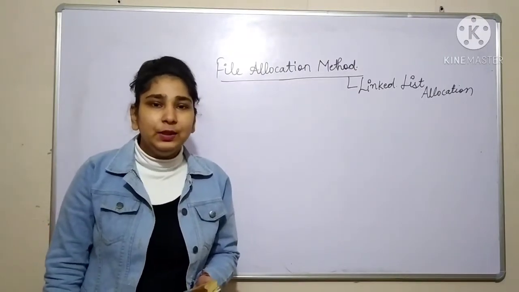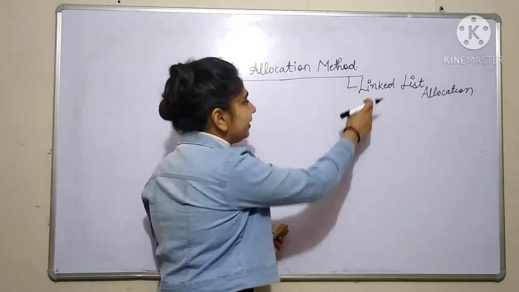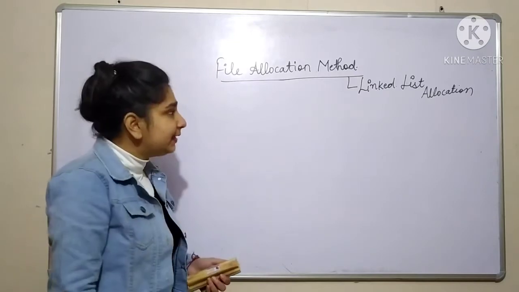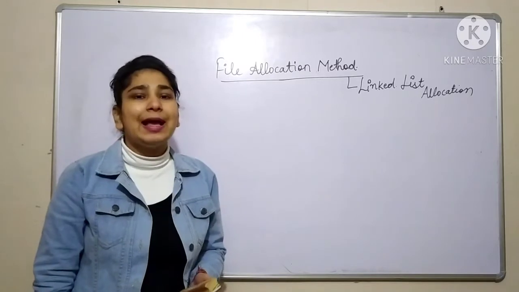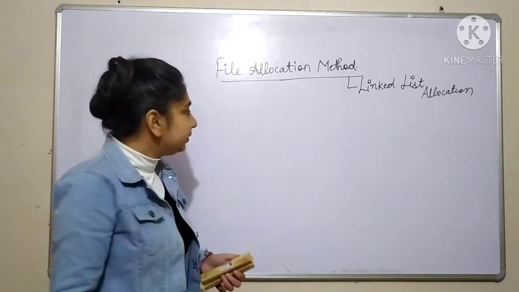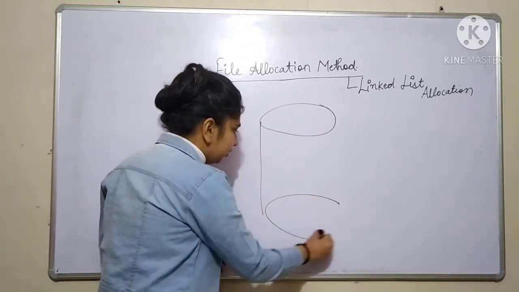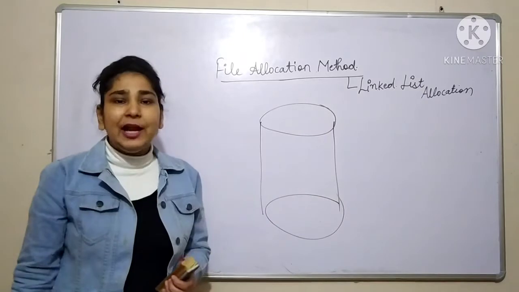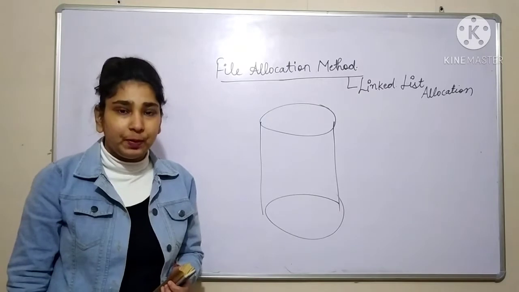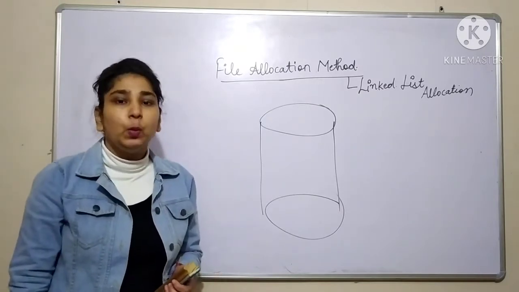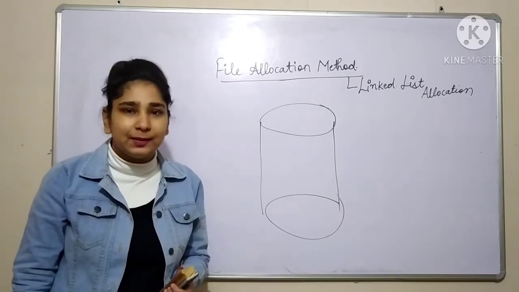Welcome to my channel. In today's lecture, we are going to discuss linked list allocation. In the last video, we discussed contiguous allocation. Let's suppose we have a hard disk. Firstly, let me show you the disadvantage of contiguous allocation. Before watching this video, watch my last video on the contiguous file allocation method.